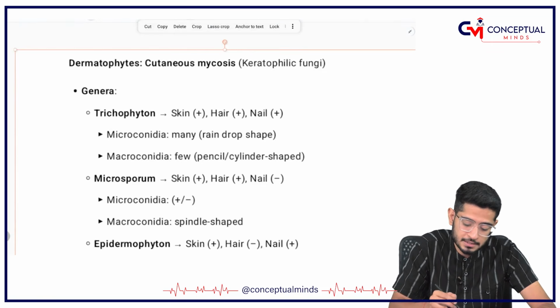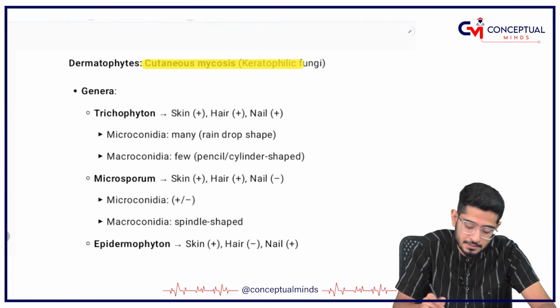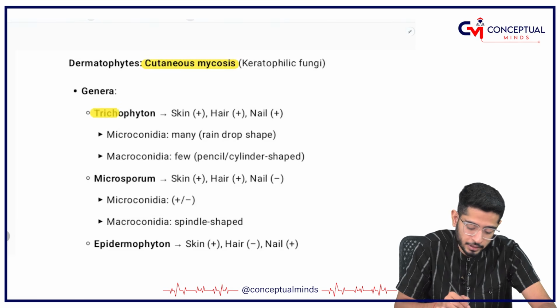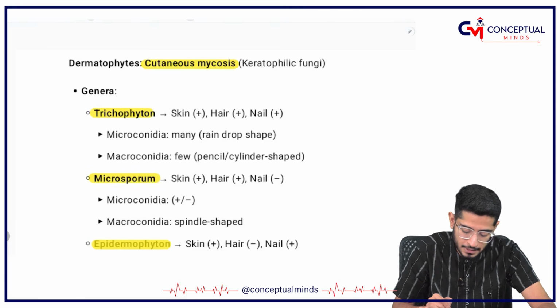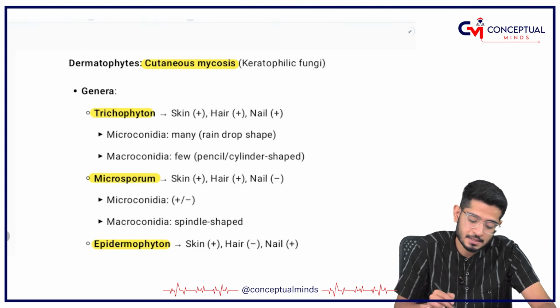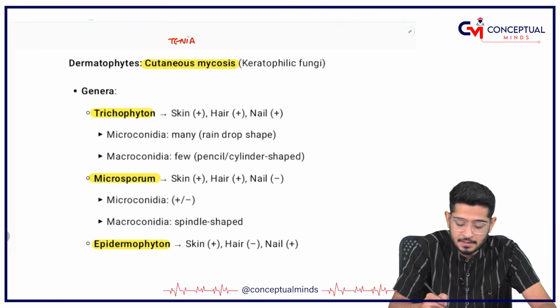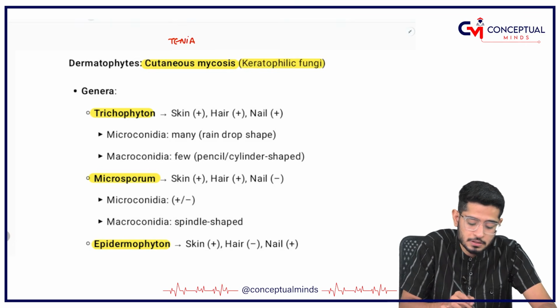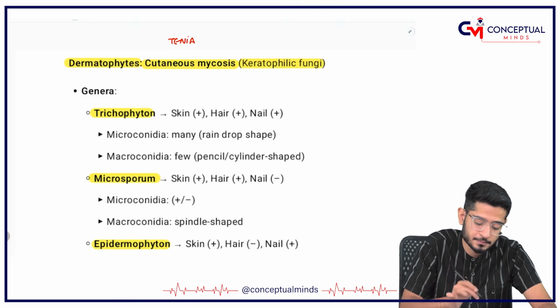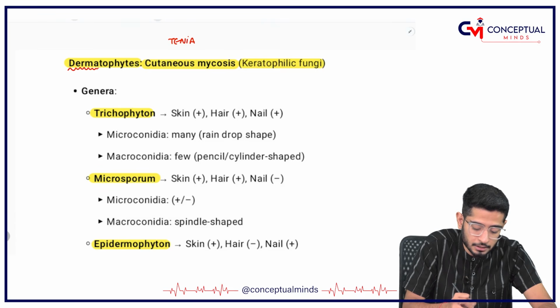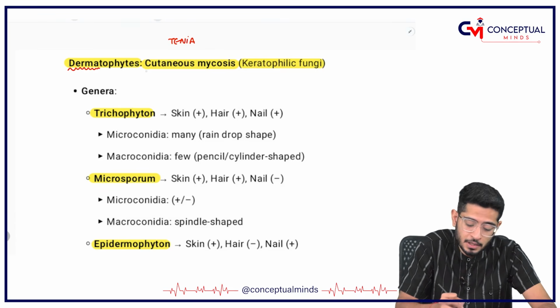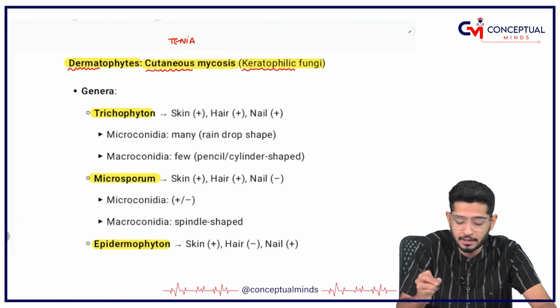So coming to cutaneous mycosis, as I have told you, cutaneous mycosis has Trichophyton, Microsporum and Epidermophyton, and the disease caused is called tinea, okay? But please remember, cutaneous means it is a keratophilic fungus, also called dermatophytes. Dermatophytes means it acts on the derma, on the skin. It is cutaneous mycosis, and remember, it is a keratophilic fungus.